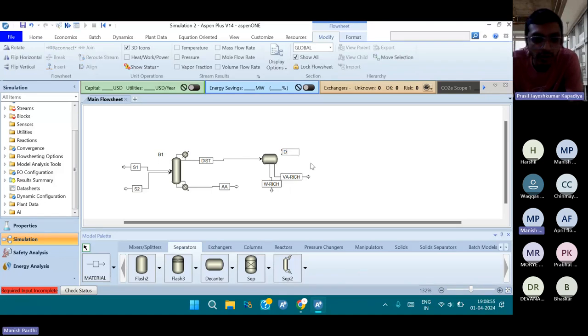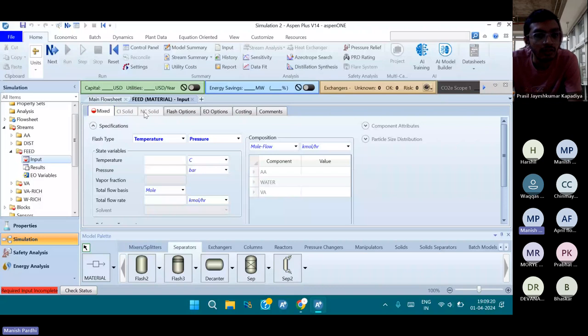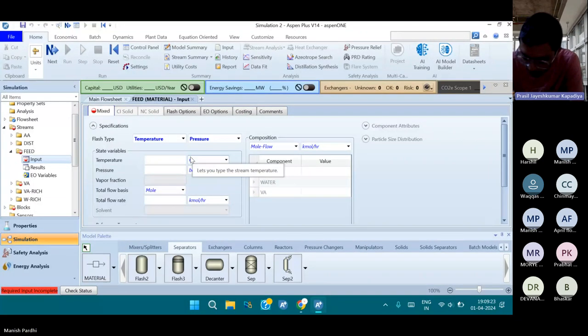We have two feed streams, one VA and one feed. Okay, so flowsheet is ready. So let's place next. VA input, feed input. Okay, so feed is.